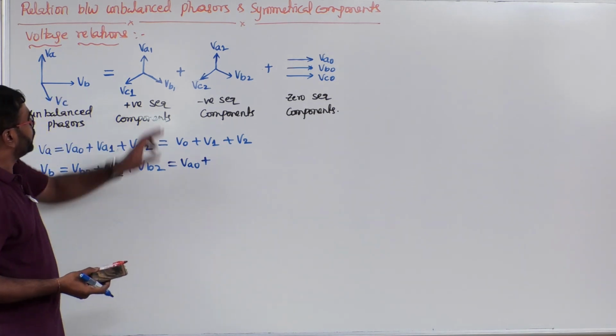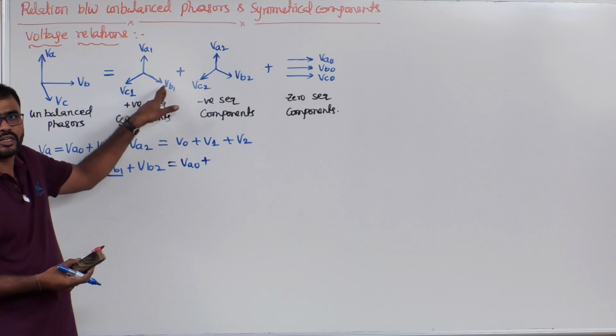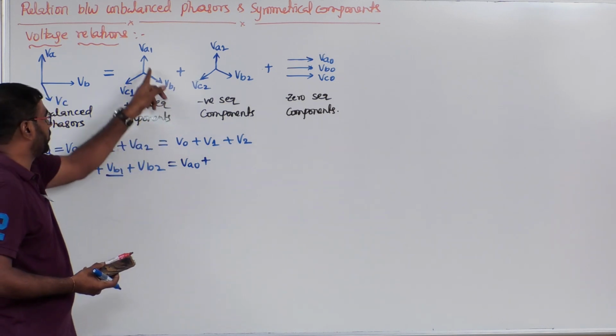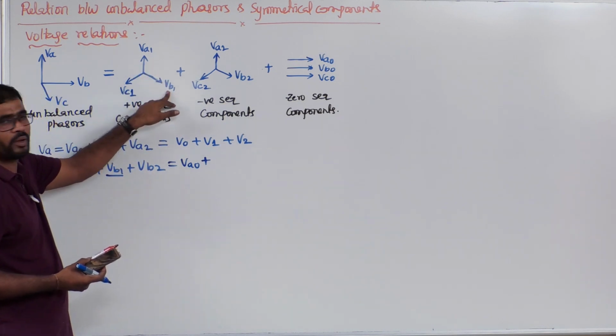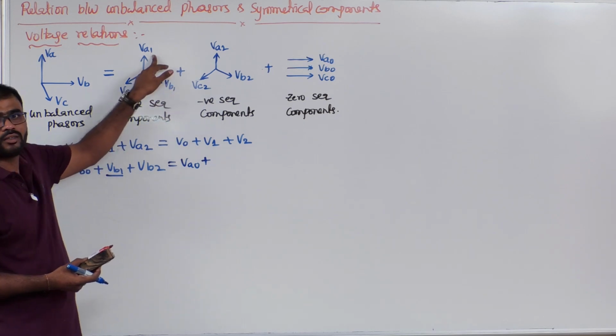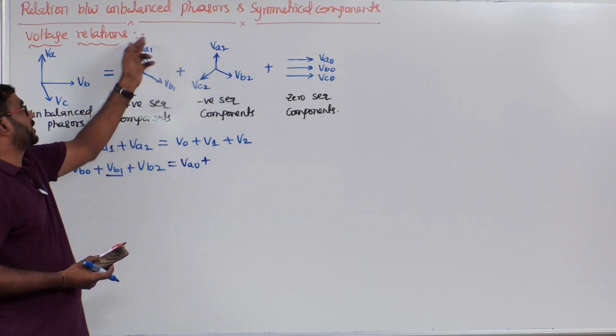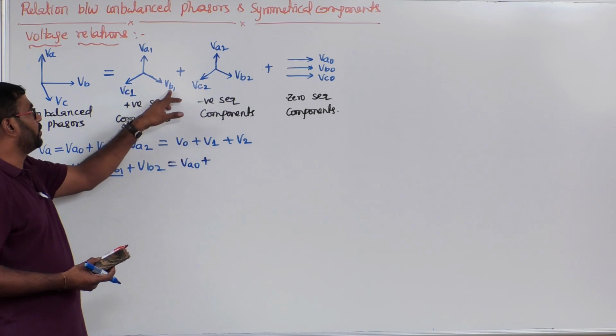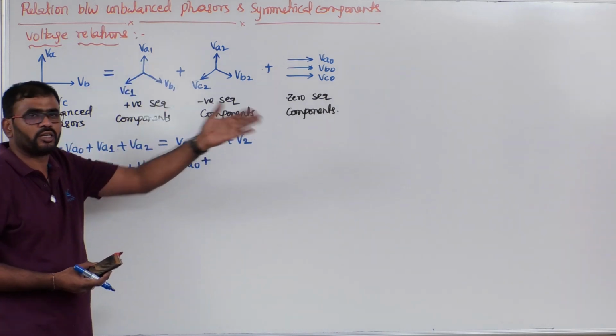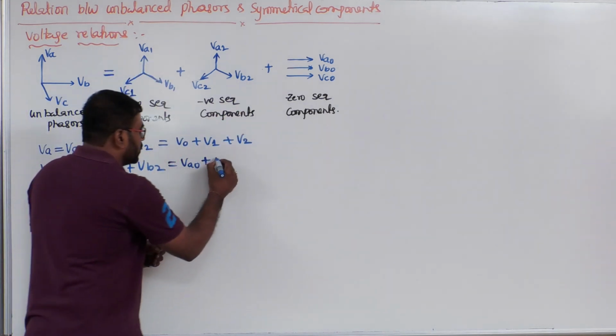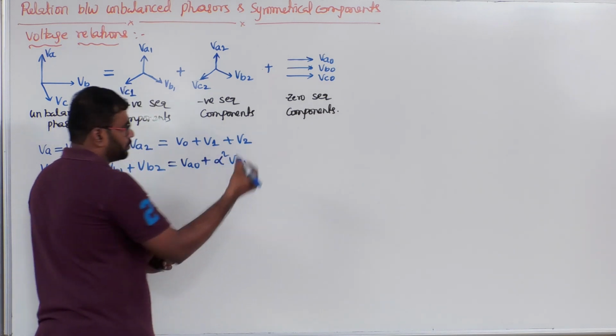Okay. VA0 plus, what is VB1? Check, sir. VB1 lags the VA1 by 120 degrees. We already wrote this once again from here. VB1 lags the VA1 by 120 degrees. So VB1 is alpha square times VA1. That means VB1 is VA1 at an angle of minus 120. So alpha square times VA1.